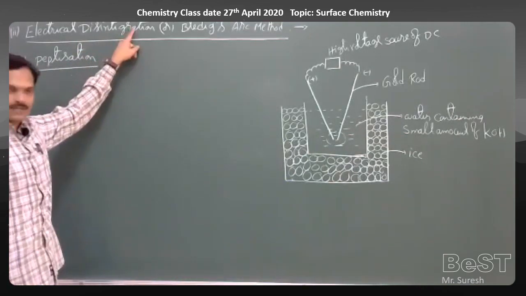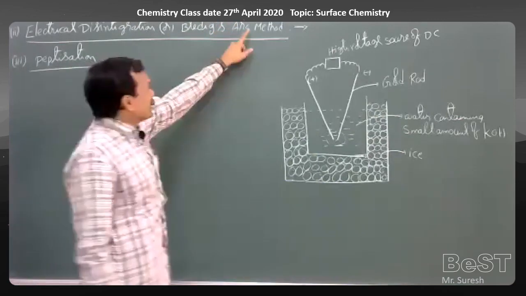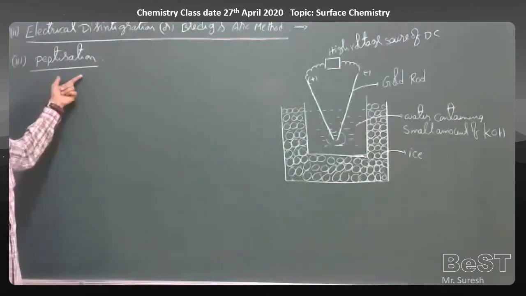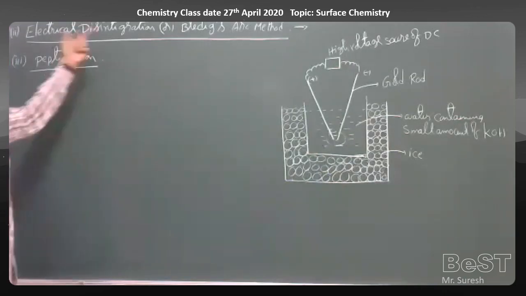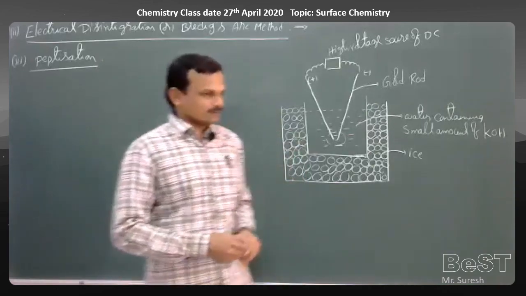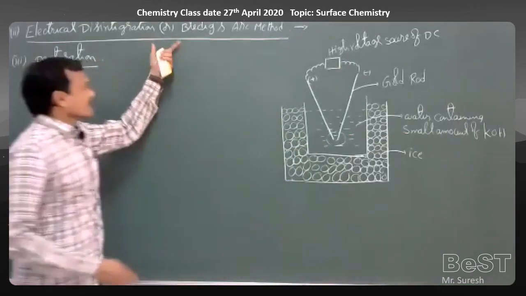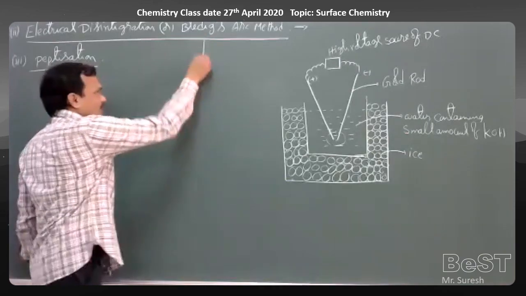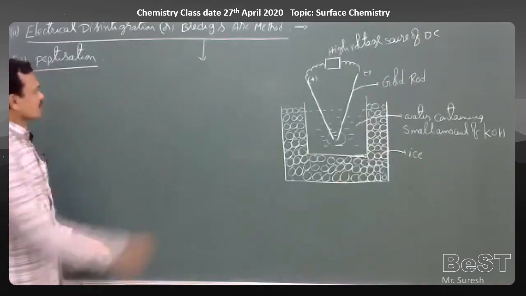Electrical disintegration method. This is also called the Bredig arc method. And one more method is peptization. Now come to the first one, electrical disintegration or Bredig arc method. This method is generally used for the preparation of metal colloids like gold sol.